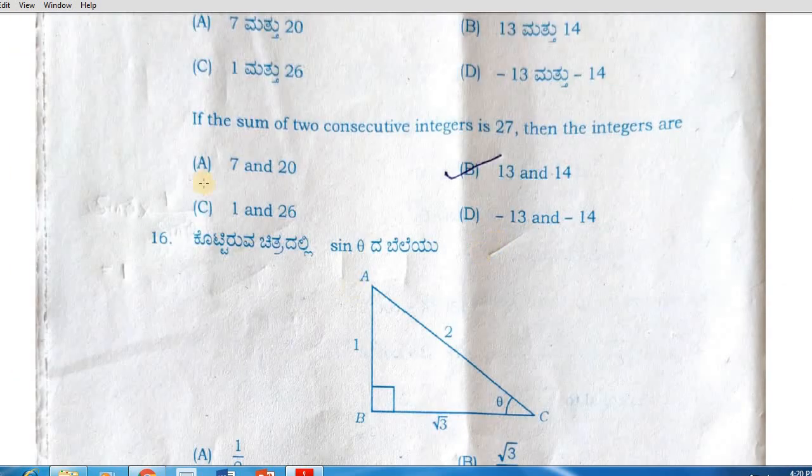Question number 15, children. This is such a simple question. If the sum of two consecutive integers is 27, then the integers are. They are asking the sum of two continuous numbers is 27. See here, 7 and 20. In option A, 7 and 20 are not at all consecutive numbers. Directly you can delete it. 13 and 14. 13 and 14 are consecutive numbers. If you add, you will get 27. And see option C. 1 and 26 are not at all consecutive numbers. And minus 13 and minus 14 are consecutive numbers. But if you add, you will get minus 27, not plus 27. Hence for this, option B is right.